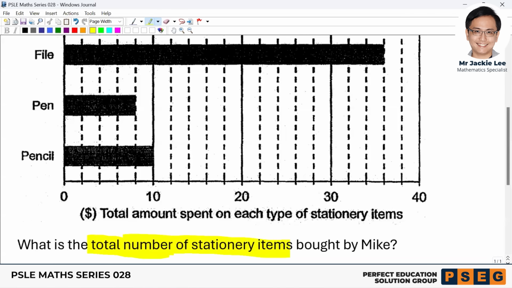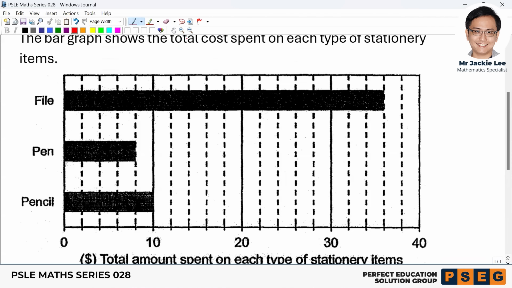Now, this question by right is not tough, but I still bring up this question to highlight that even for a question that is not too difficult, you still have to be very careful, because I have witnessed students still making mistakes. The mistake is on reading the graph, okay? So for example, this one, you've got to read very carefully.